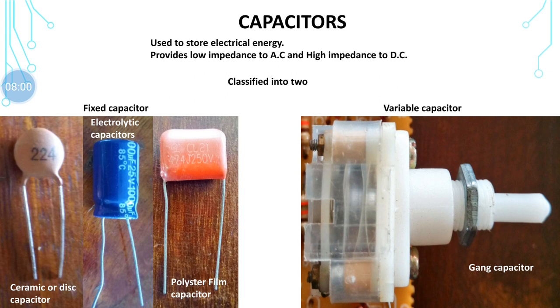Capacitors may be classified according to the dielectric medium used in them. Here you can see a ceramic capacitor gets its name from the dielectric material used in it. It uses a ceramic medium, so it has its name from it. An electrolytic capacitor uses an electrolyte, so it has the name electrolytic. A polyester film capacitor uses a polyester film, so it has the name polyester.